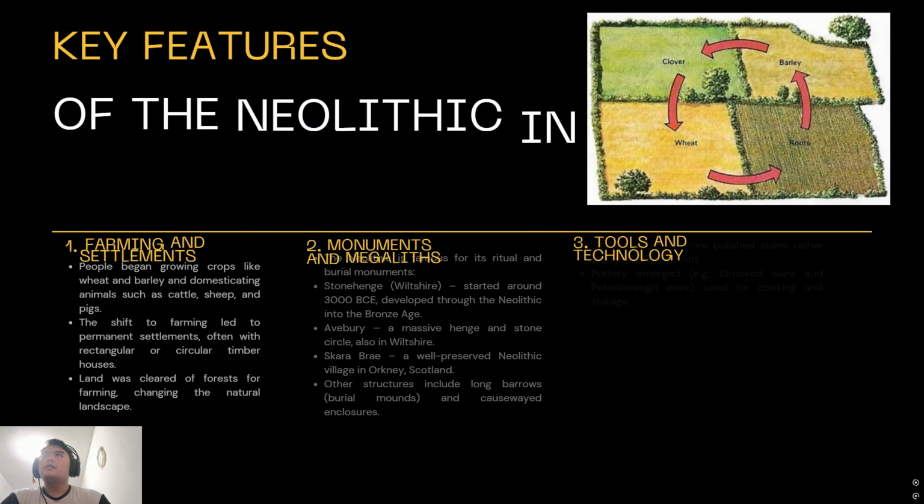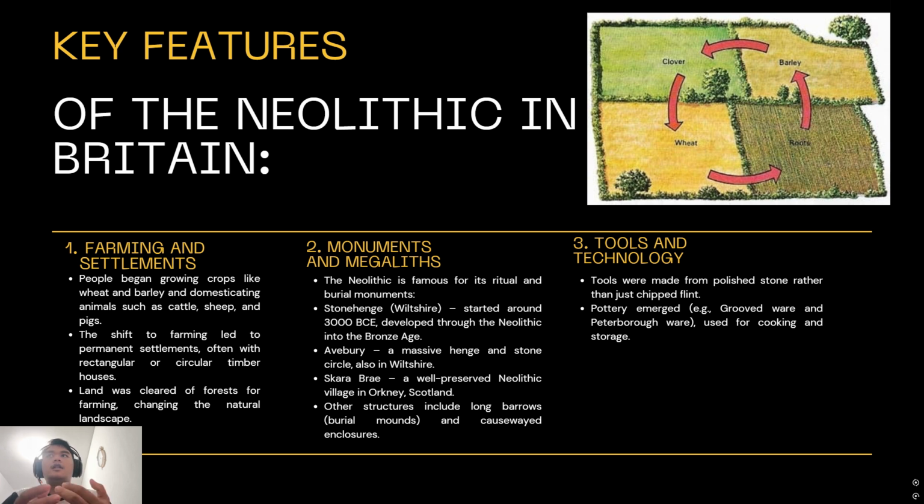And then, the key features of the Neolithic in Britain. First, farming and settlements. People began growing crops like wheat and barley and domesticating animals such as cattle, sheep, and pigs. The shift to farming led to permanent settlements, often with rectangular or circular timber houses. Land was cleared of forests for farming, changing the natural landscapes.